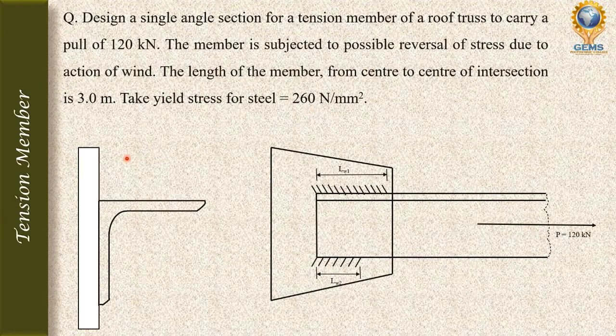The diagram shows how the angle section is connected to the gusset plate and how the welding is done. From the diagram, we see that LW1 is greater than LW2. But in the question, we don't have which section we are going to use. So first we have to find which section we are going to use.